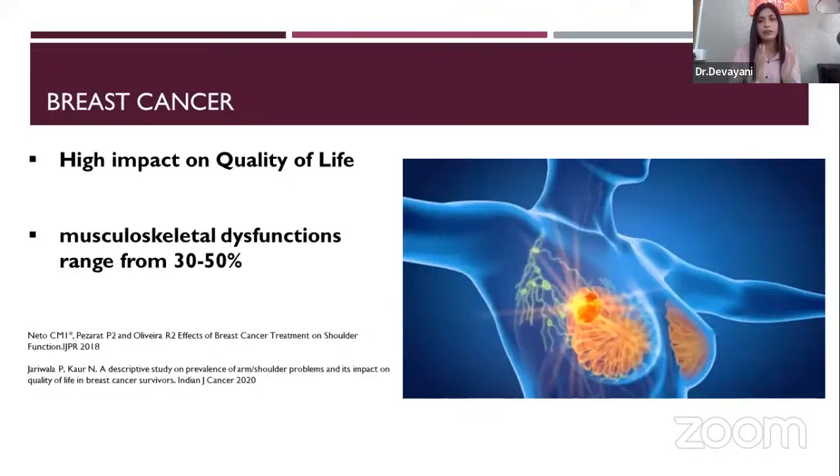Coming to the specific breast cancer. Now, what is breast cancer? When there is uncontrollable growth of the cells in the breast tissue, it is known as breast cancer, which is seen in females and also in males. It has a big impact on the quality of life. According to research published in the Indian Journal of Cancer in 2020, musculoskeletal dysfunctions after breast cancer therapies range from 30 to 50%. That is a big number, 30 to 50%.